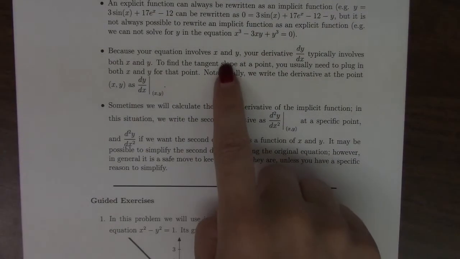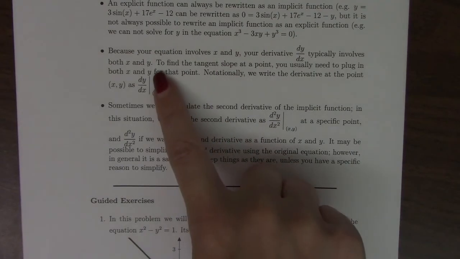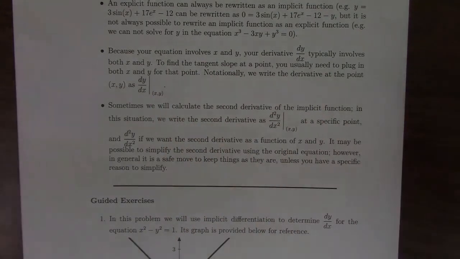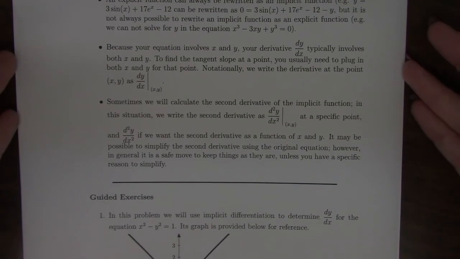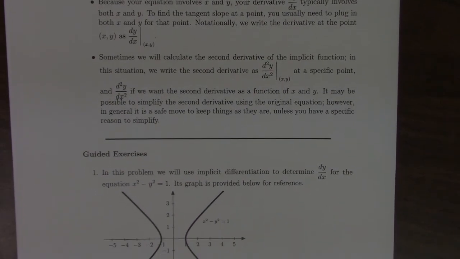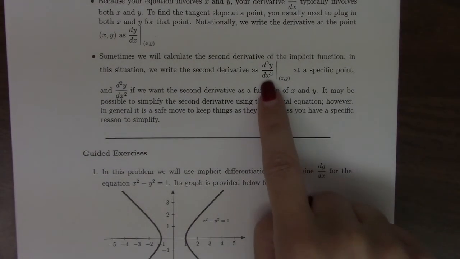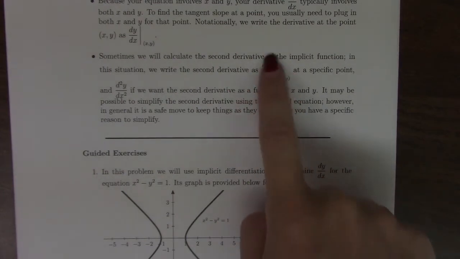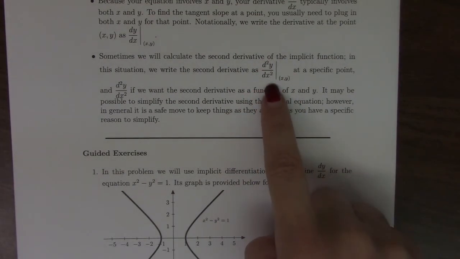Because your equation involves an x and y, your derivative will usually have an x and a y. So that means if we want to find the tangent slope, we're used to just plugging in the x value into the derivative. Now we have to know the x and y value at that location if our derivative contains both variables. And then sometimes we're going to ask you to calculate the second derivative. So in terms of our dy/dx notation, this is what that would look like.